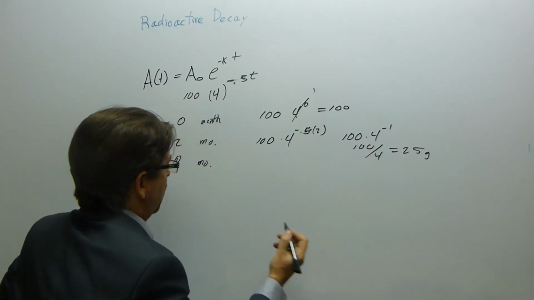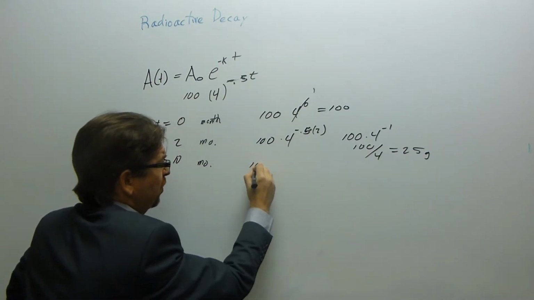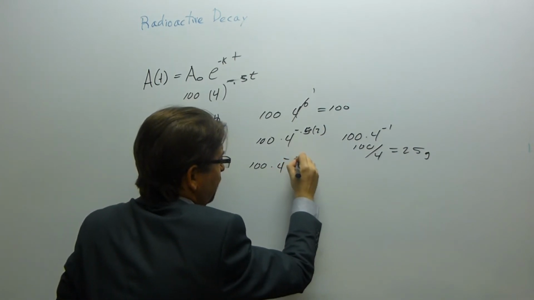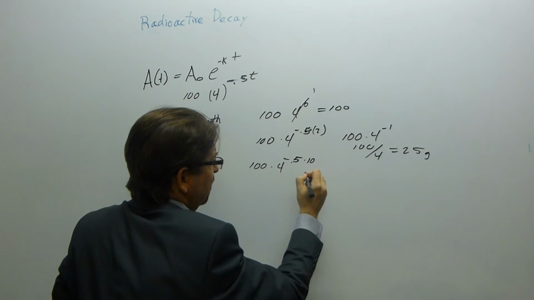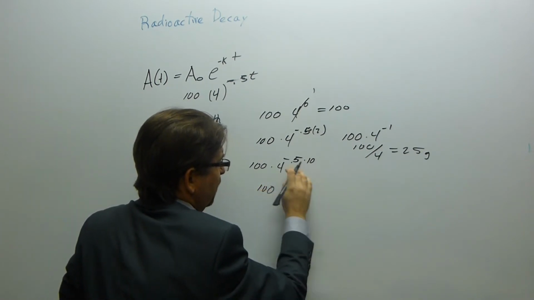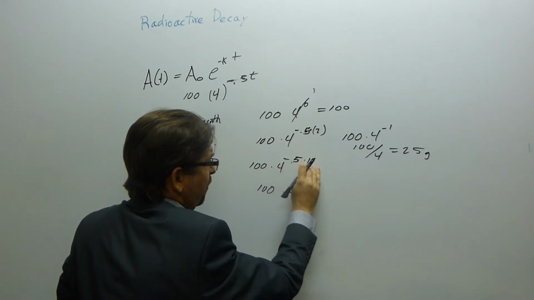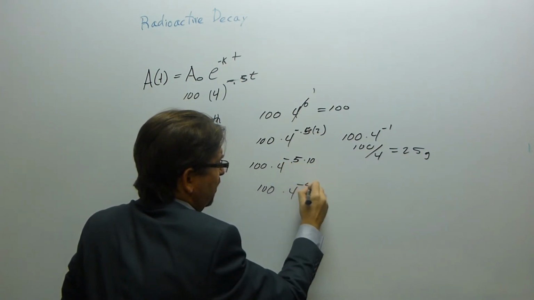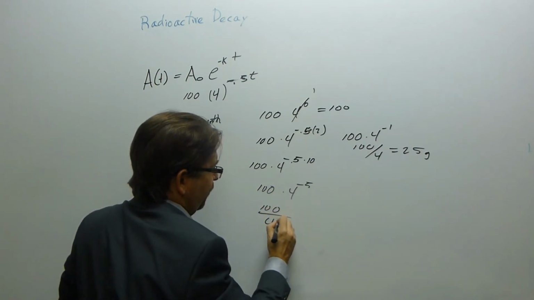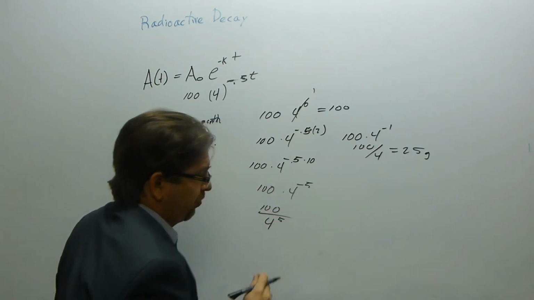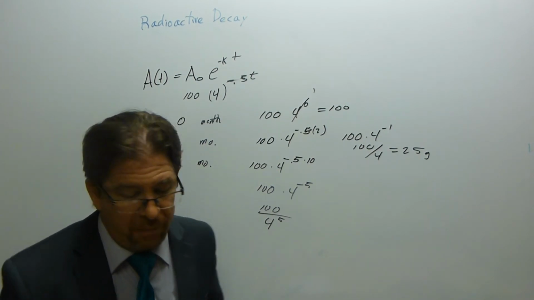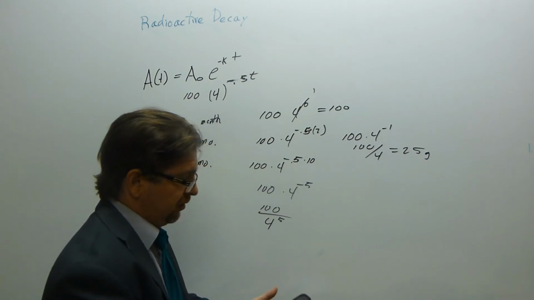Okay. Likewise, 10 months. Straightforward. 100 times 4 to the negative 0.5 times 10. We get 100 times 4 to the negative 5, since 0.5 times 10 gives us negative 5, or 100 over 4 to the 5th power. And now the first two I can do off the top of my head. This one I'll need to pull a calculator out.